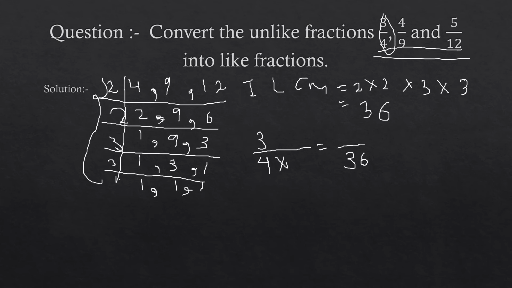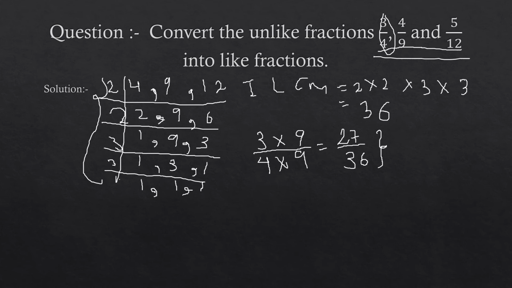Hence, what should be multiplied by 4 so that we can get 36? 4 should be multiplied by 9 to get 36. Now numerator and denominator should be multiplied with the same non-zero number. Hence, we will multiply the numerator, that is 3, by 9 also. So 9 threes are 27, and if we reduce this fraction, we will get again the same fraction, that is 3 by 4. Hence, 3 by 4 is equivalent to 27 by 36. Hence, we got the first fraction.